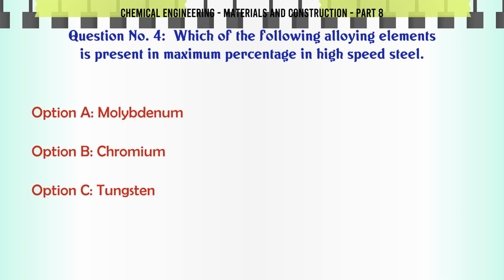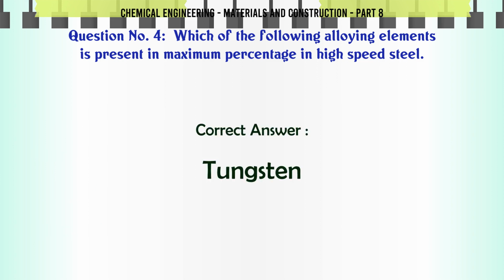Which of the following alloying elements is present in maximum percentage in high-speed steel? A. Molybdenum. B. Chromium. C. Tungsten. D. Vanadium. The correct answer is tungsten.